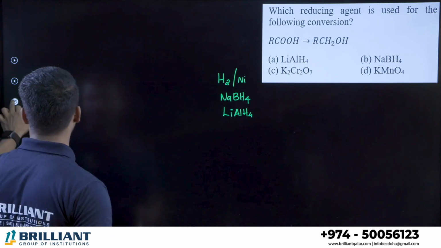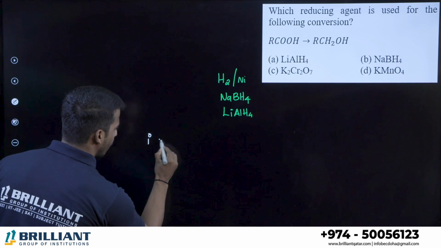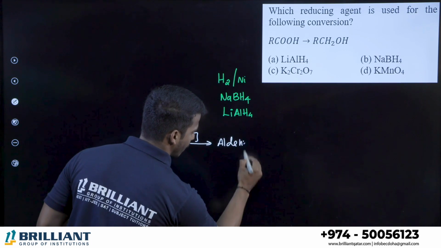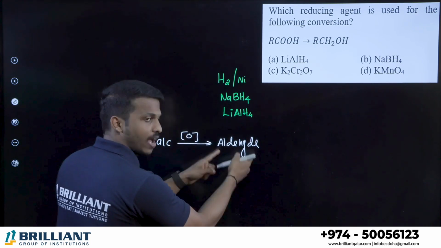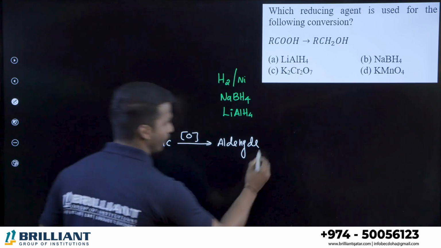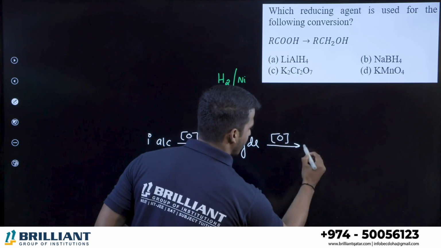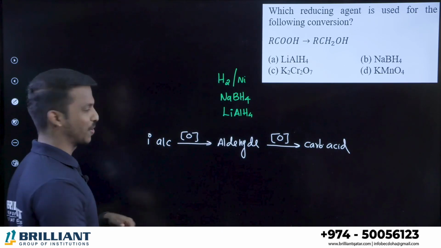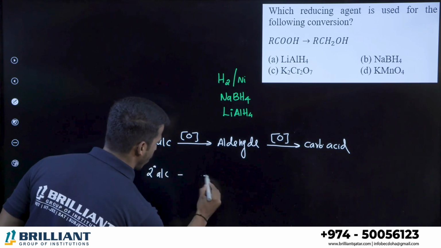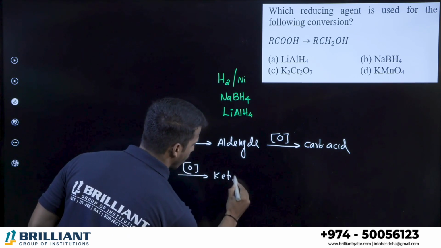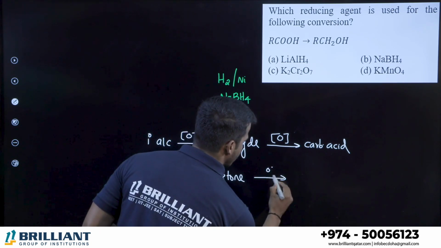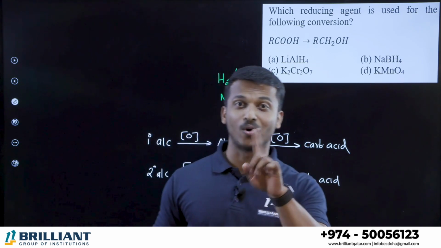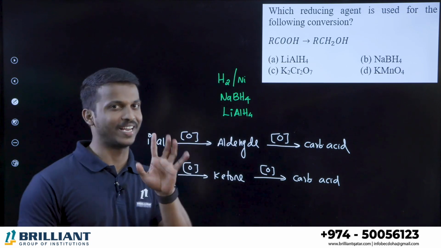So which reducing agent is used for the following conversion? If we have general data, hope you studied already. Generally, primary alcohol on oxidation, we will get aldehyde, correct or not? Primary alcohol on oxidation, aldehyde. So aldehyde on reduction, primary alcohol. And aldehyde on further oxidation, what you will get, dear all? Carboxylic acid. Correct. Similarly, what about secondary alcohol? Secondary alcohol on oxidation, we will get ketone. Right? Ketone on further oxidation, again carboxylic acid. What about tertiary alcohol? Tertiary alcohol will not undergo oxidation. You know that, right? Okay.